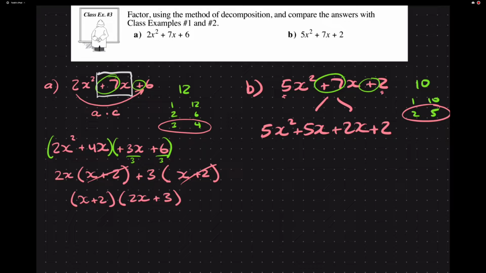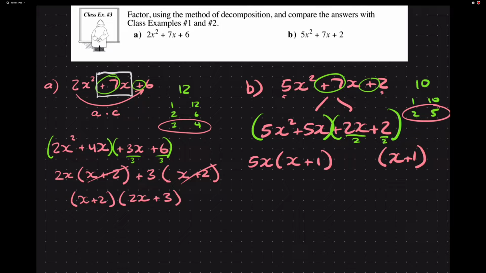Then I'll put brackets around that one, brackets around that one, and I want to factor out something common in this first trinomial. So you can see that 5x is common, leaving us with x plus 1, which means down here, in order for this to work, I'm going to need to be left with an x plus 1. So what are we going to divide each one of these by? Well, 2. 2x divided by 2 gives us x, and 2 divided by 2 gives us 1. So that's good. I pulled out a positive 2.